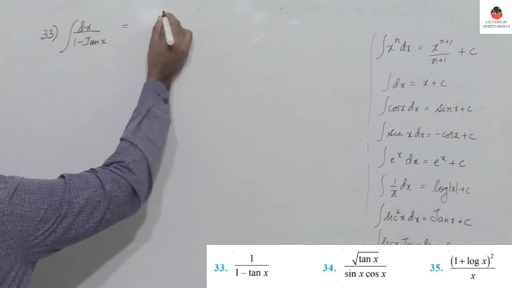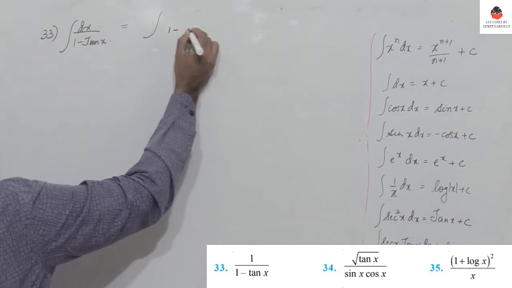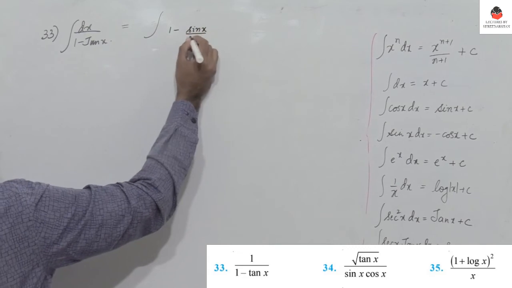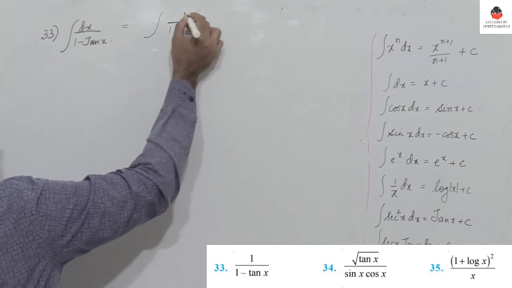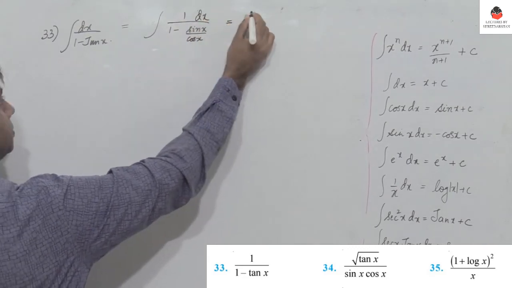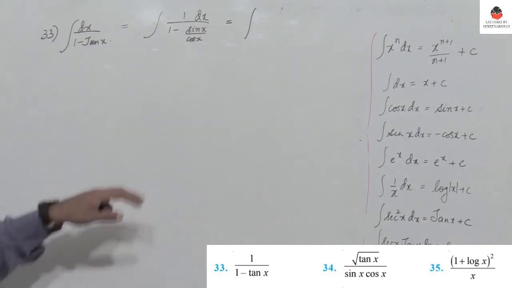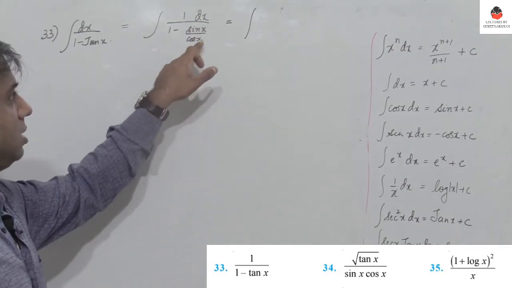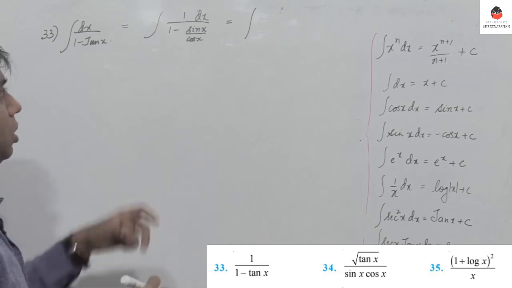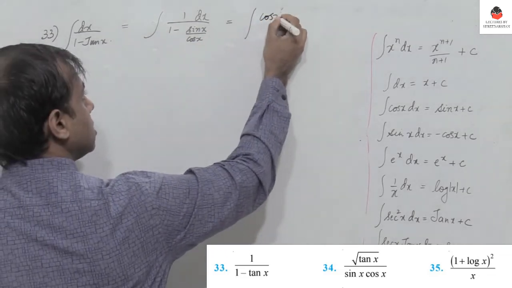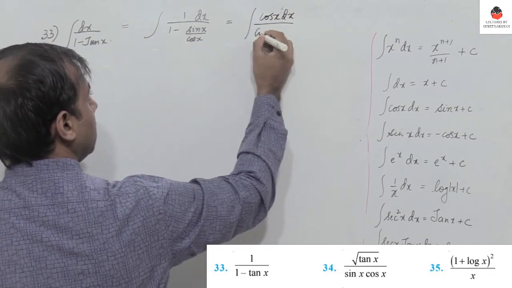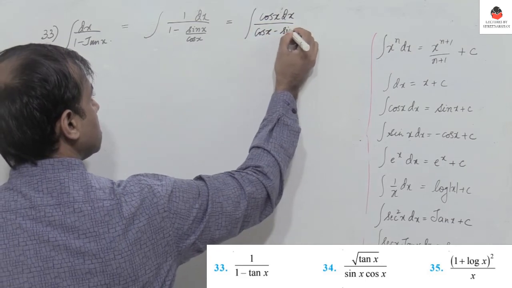So this is the integral of (1 minus sin x) by cos x. Of course you have the numerator. So if I take the LCM, this becomes cos x minus sin x, and this cos x goes on top. So you get cos x dx divided by cos x minus sin x.